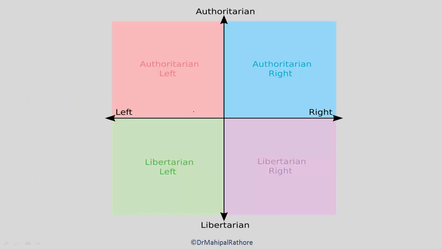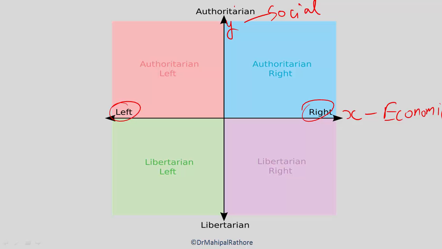This is another method of classifying. See, this is the x-axis. You can say this is the y-axis. So this x-axis denotes the economic classification. Based on the economic policies we can call a party left or right, while on the other hand based on the social policies we can call them authoritarian or libertarian.